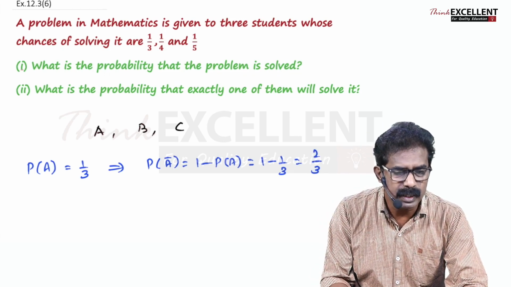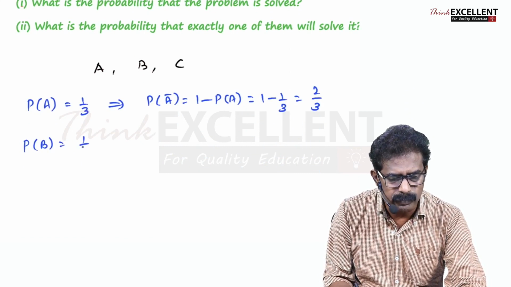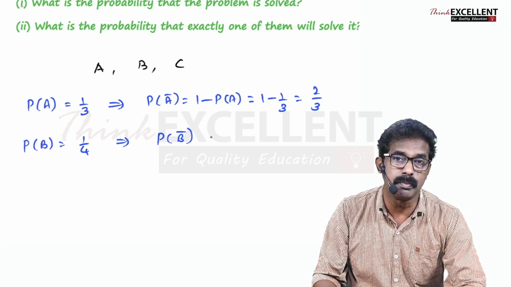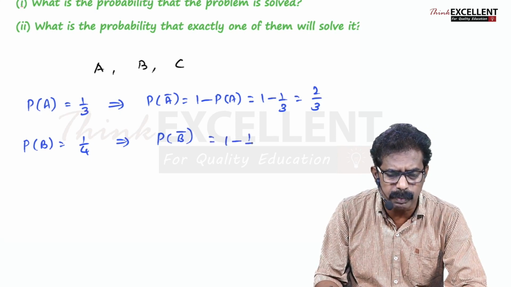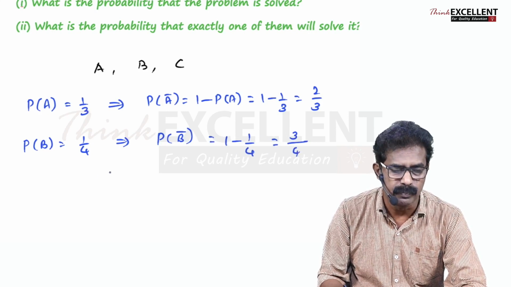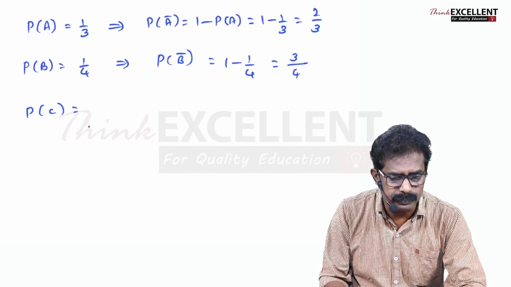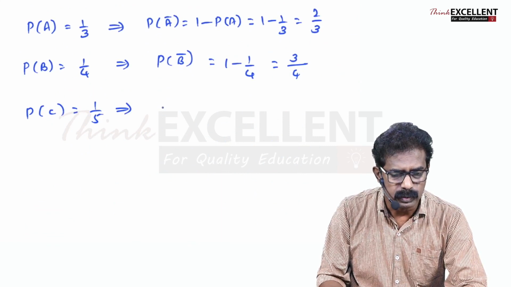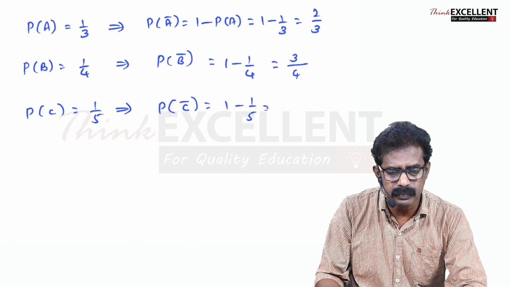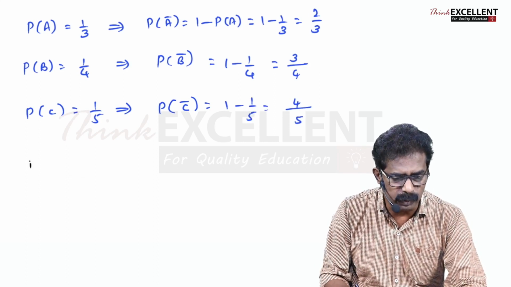Same way, B solving the problem is 1 by 4. P of B is 1 by 4. So you can say P of B bar, meaning probability that B is not solving the problem, is 1 minus 1 by 4. Take 4 as LCM, 4 minus 1, 3 by 4. And probability that C solves the problem is 1 by 5. So probability of C bar is equal to 1 minus 1 by 5. Take 5 as LCM, 5 minus 1, 4 by 5. Now see the subdivision 1 by 1.